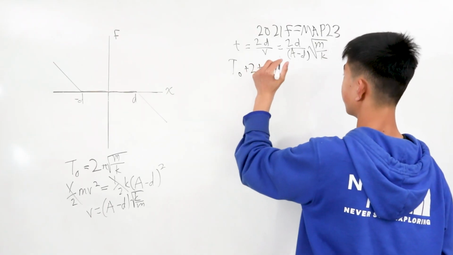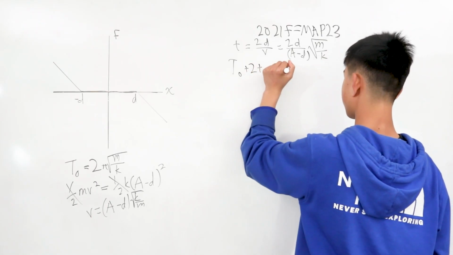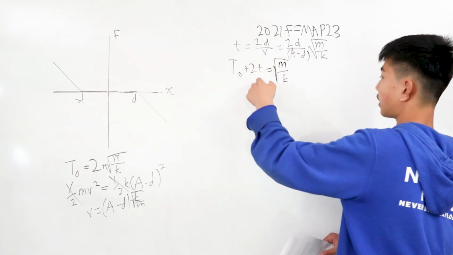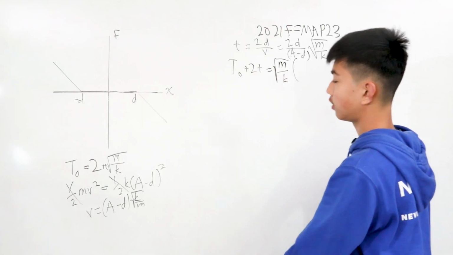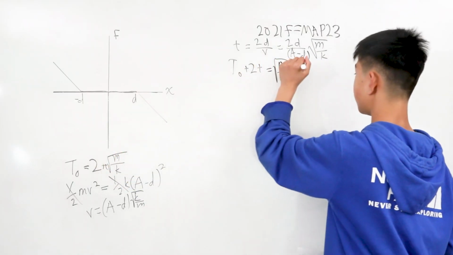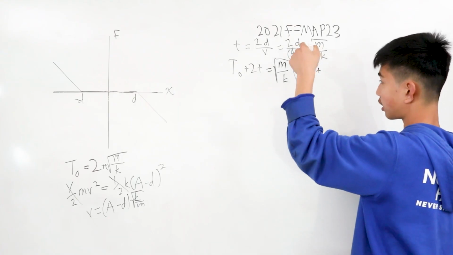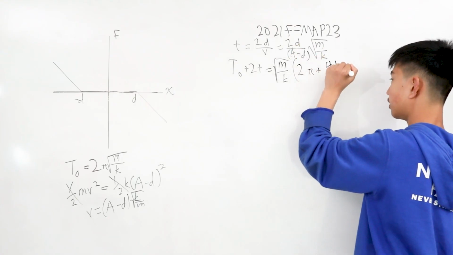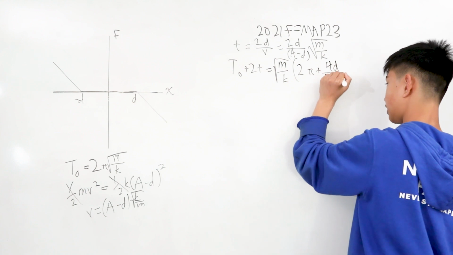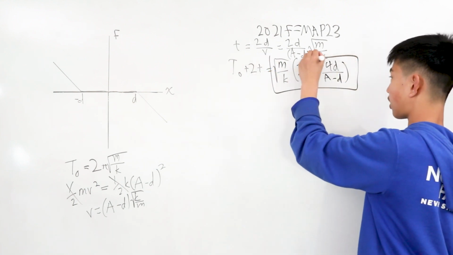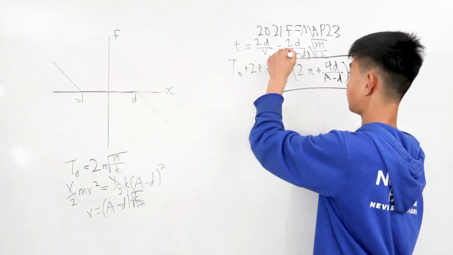This is going to be, we can factor out the square root of m over k for both. And then since you multiply this by 2, t0 is going to be a 2 pi. And then you're going to have to add this multiplied by 2, so 4d over a minus d. This is going to be our answer for this problem, and we are simply just done.